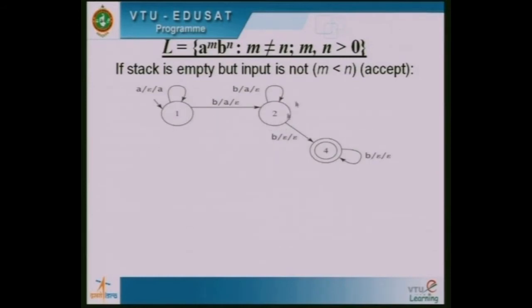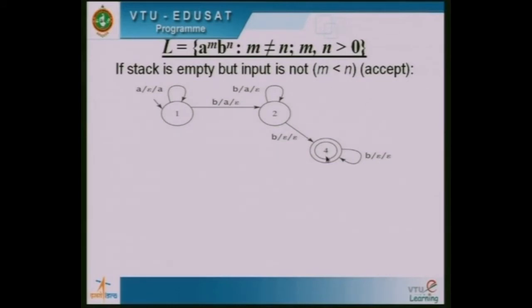So, 1 and 2, by this number of a's are equal to number of b's. Now, what happened? Input string has b, whereas stack is empty. It means this is 1 extra b, that is number of b's are more than number of a's. At that time, pop the topmost element of the stack and go to final state 4.